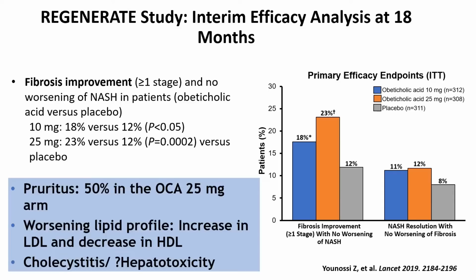Next. But unfortunately, there are several adverse events, including pruritus in 50% of patients and severe pruritus in 10%, worsening in lipid profile, including increase in LDL cholesterol, biliary events, and potentially some hepatotoxicity events. So based on the delta improvement in fibrosis and the adverse events, the FDA actually issued a complete response letter and denied FDA approval in 2020.